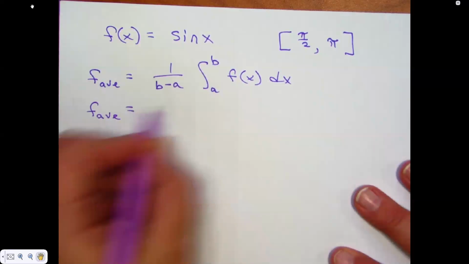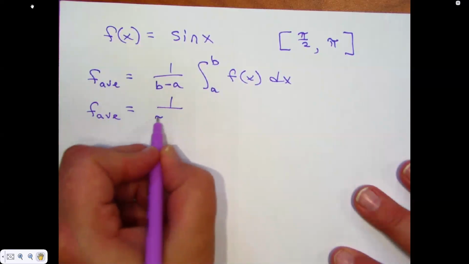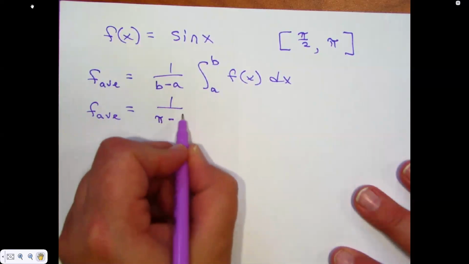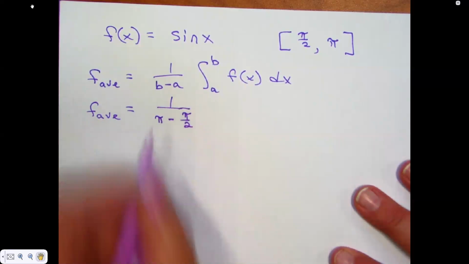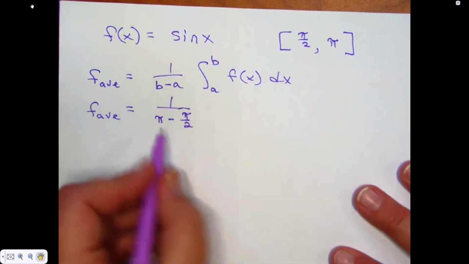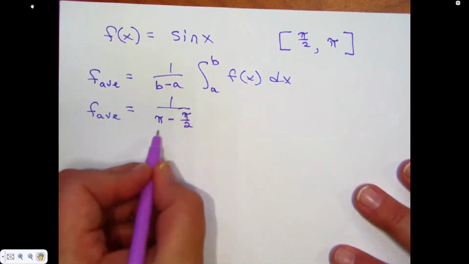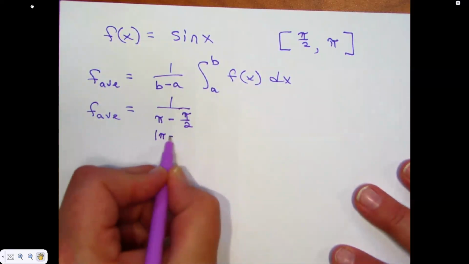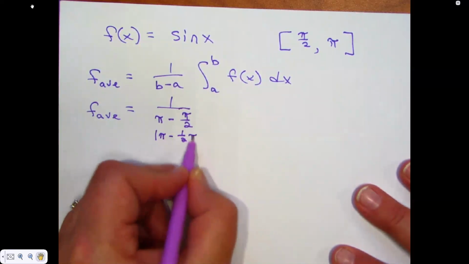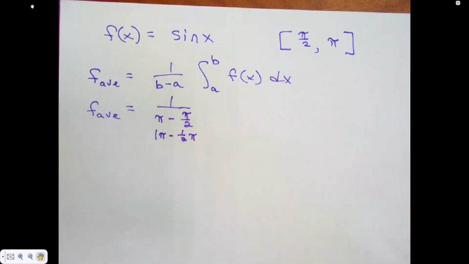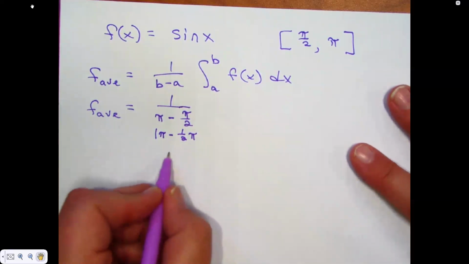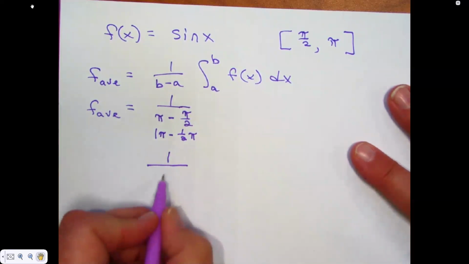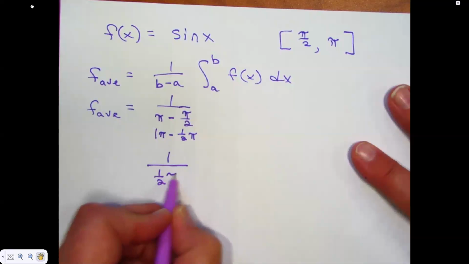All right, so this looks a little crazy. This is pi minus pi over 2. But that's the same as 1 pi minus 1/2 pi. Well, it's not too bad. You just subtract the numbers. 1 minus 1/2 gives you 1/2. So it's 1 over, and then it would be 1/2 pi.